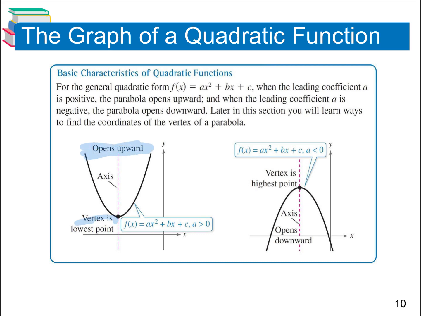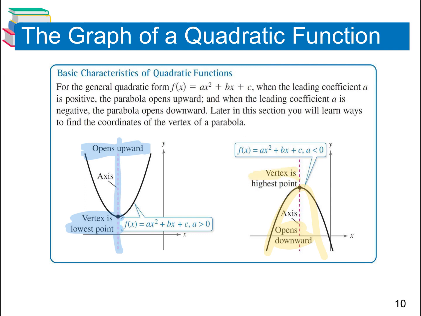The vertex is the lowest point here. And this axis of symmetry cuts your parabola in half. This is a positive parabola. Over here on the left, it's a negative parabola. How do you know it's negative? Which way is it pointing? Down, right? So your negative is going to point downward.